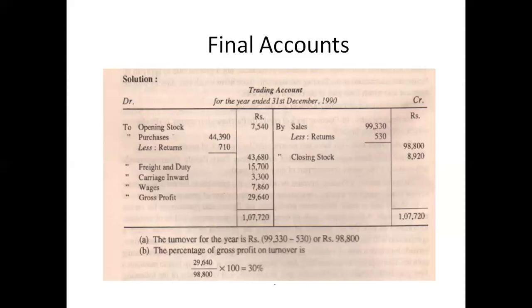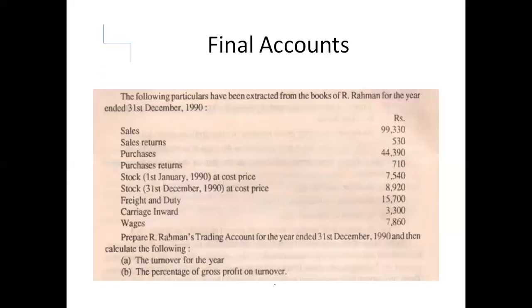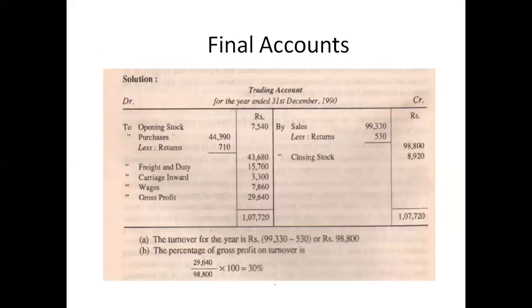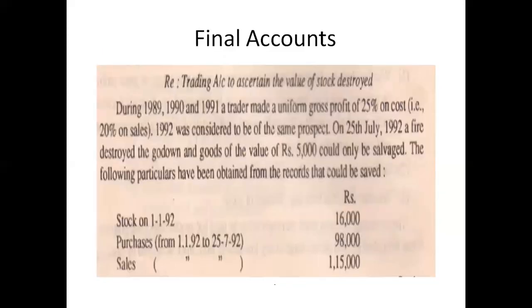Now we have the percentage of gross profit on turnover as 29,640, which is the gross profit, divided by the turnover 98,800, into 100%, that comes to 30%. I hope you have understood this problem. Now we are going to solve our next problem.